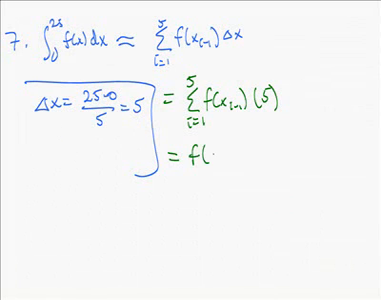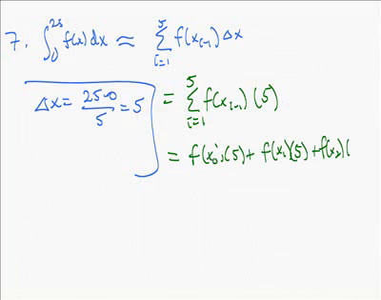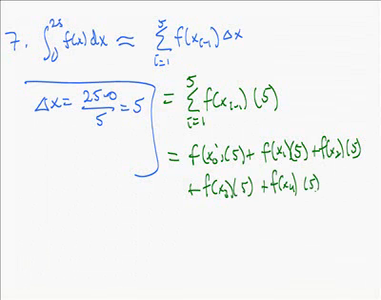Which is f of what? Actually, I don't want to say f of 0 there. I want to say f of x sub 0, f of x1 times 5 plus f of x2 times 5 plus f of x3 times 5 plus f of x4 times 5. Okay, so using the left endpoints there, basically.